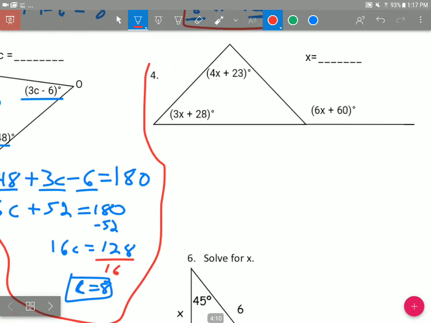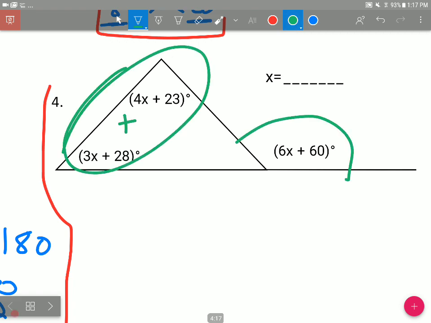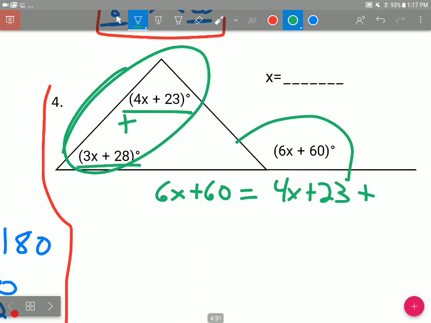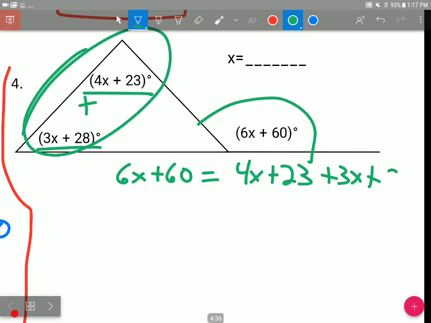Oh, we have an exterior angle. Okay, so here's what I want you to do. Exterior angle, mark your exterior angles, circle your two opposites. That's the pattern. Exterior angle equals the sum of the two opposites. So 6x plus 60 equals 4x plus 23 plus 3x plus 28.